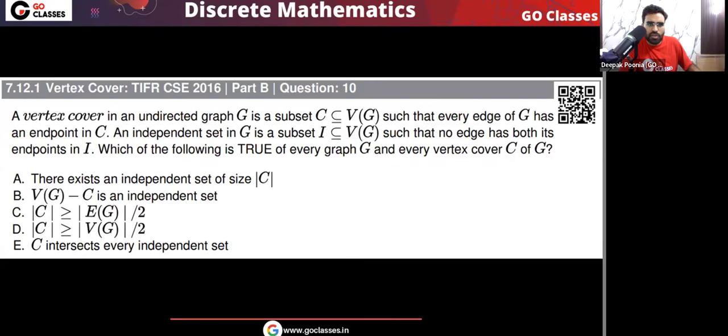So tell me which of the following statements is always true for every graph and for every vertex cover. If C is a vertex cover, then what are the remaining vertices? That is V(G) minus C. So the remaining vertices will be an independent set. Yes, option B is correct. So for this question, the answer will be option B.